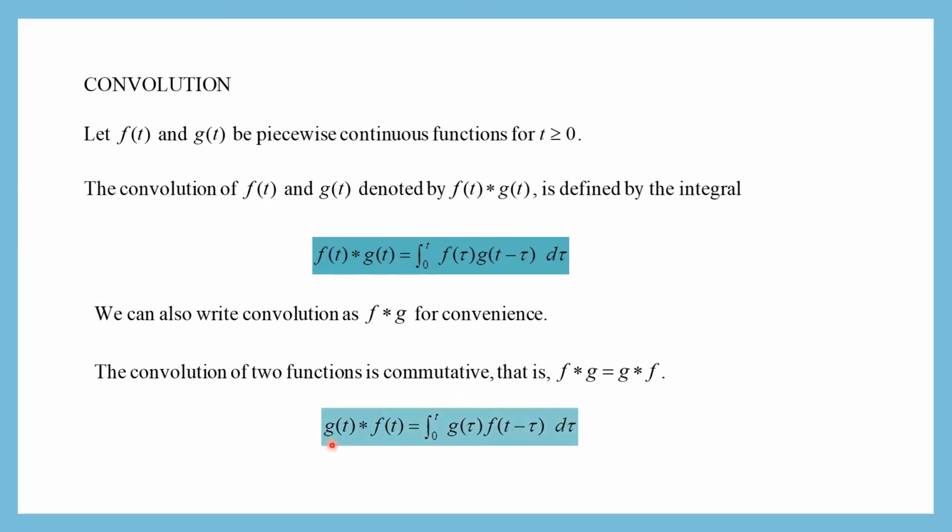We can also write g of t asterisk f of t, that is the convolution of g and f, is equal to the integral from 0 to t g of tau f of t minus tau with respect to tau. So for the function g, the t has been replaced by tau, and for the function f, the t has been replaced by t minus tau. So f asterisk g is the same as g asterisk f. The convolution of f and g is the same as the convolution of g and f. That means when we evaluate these two integrals, the result should be the same.